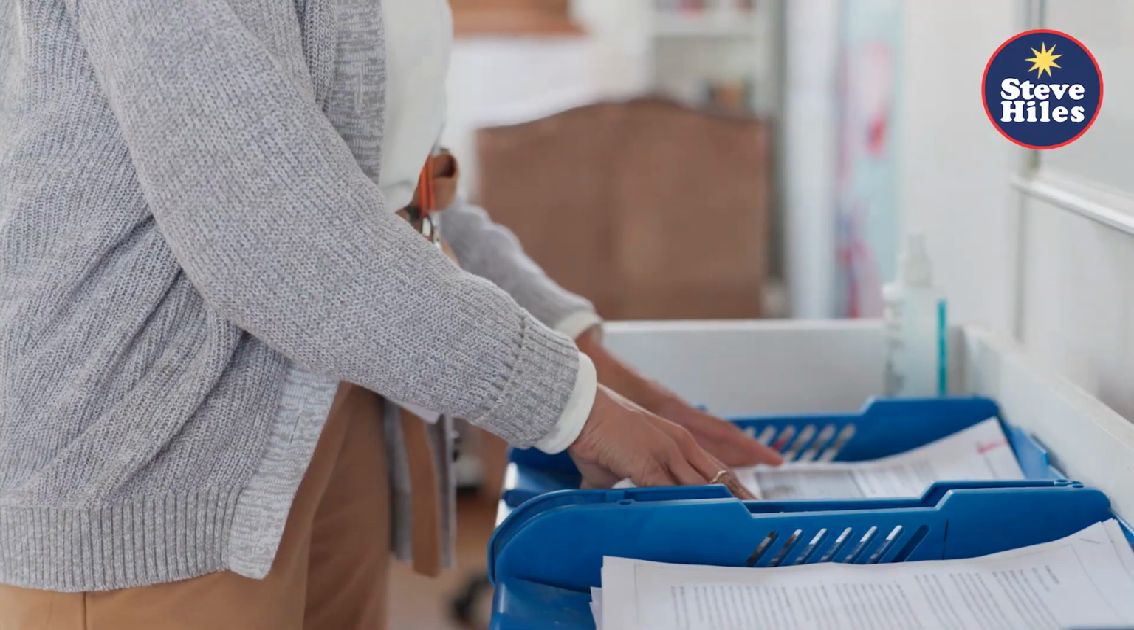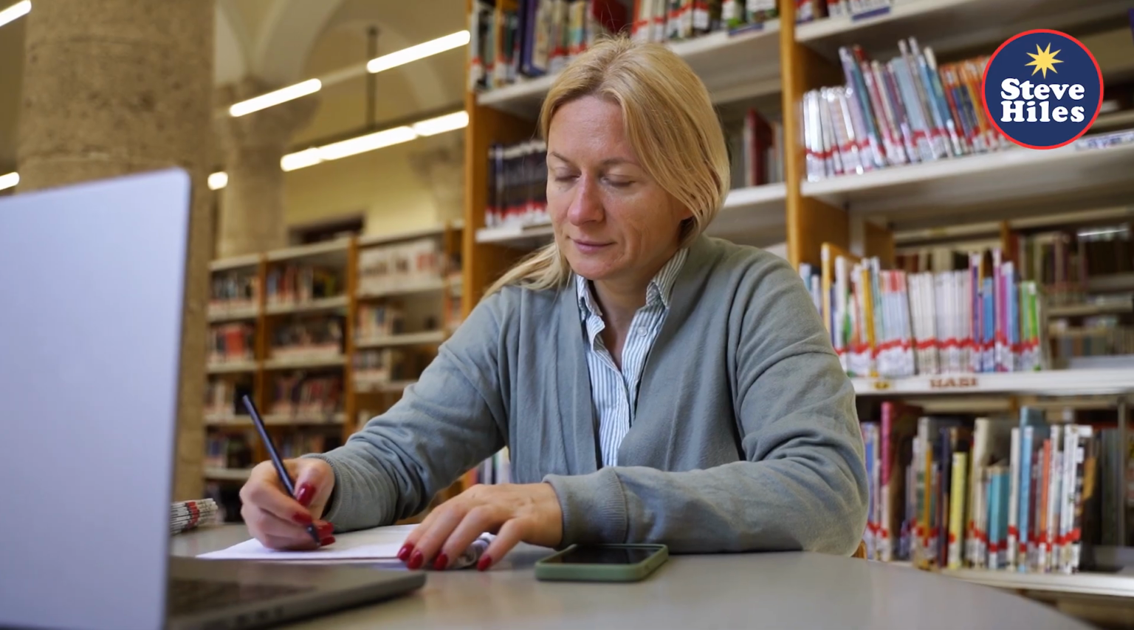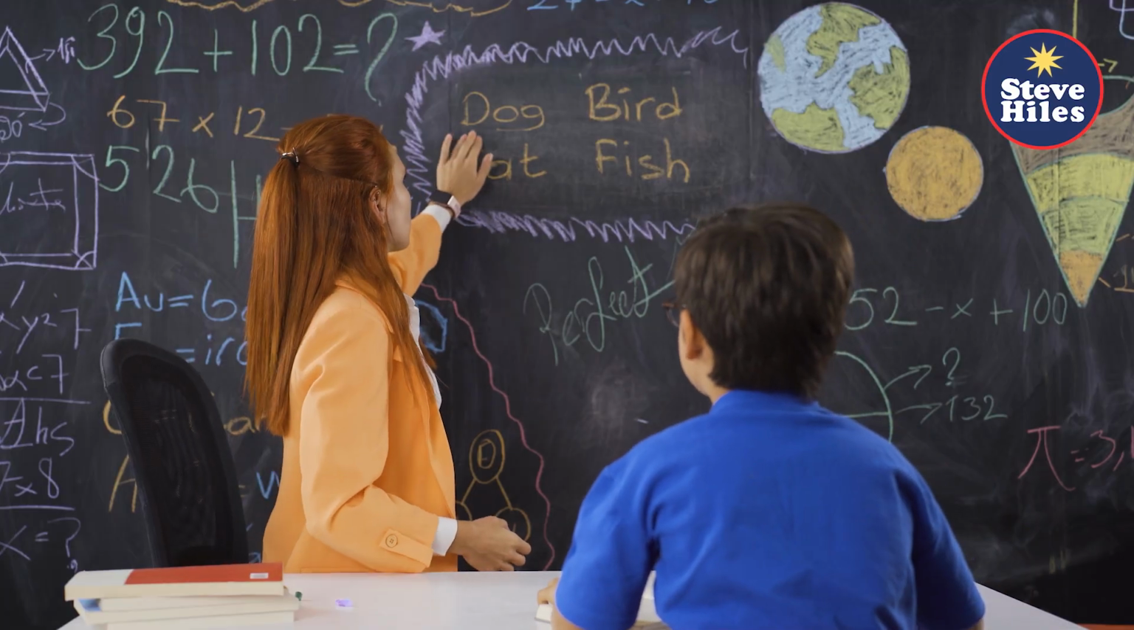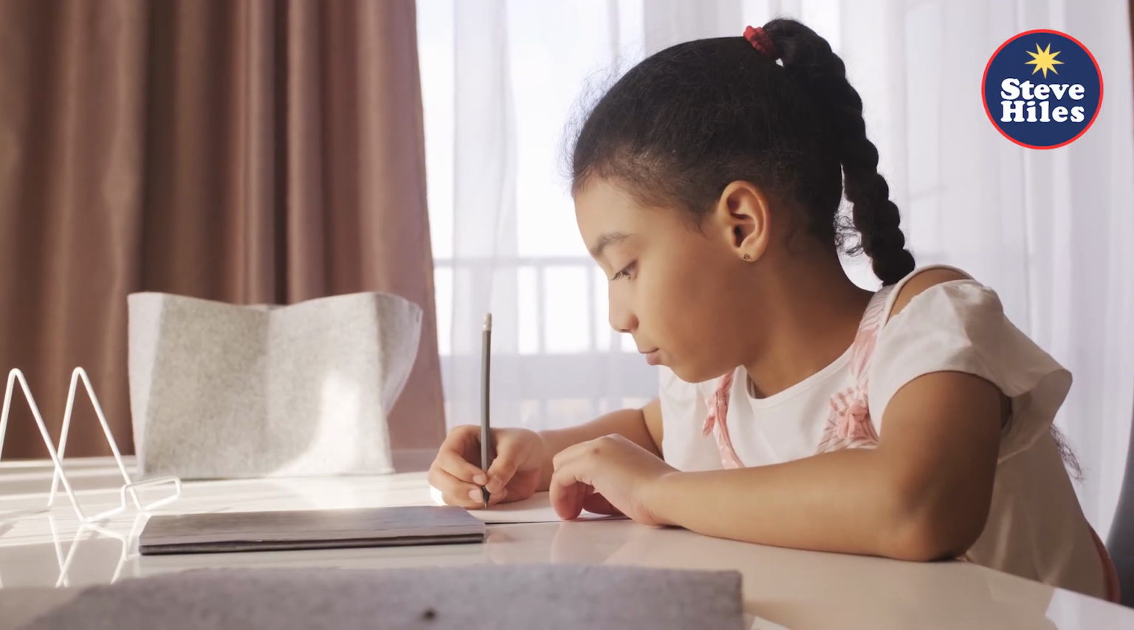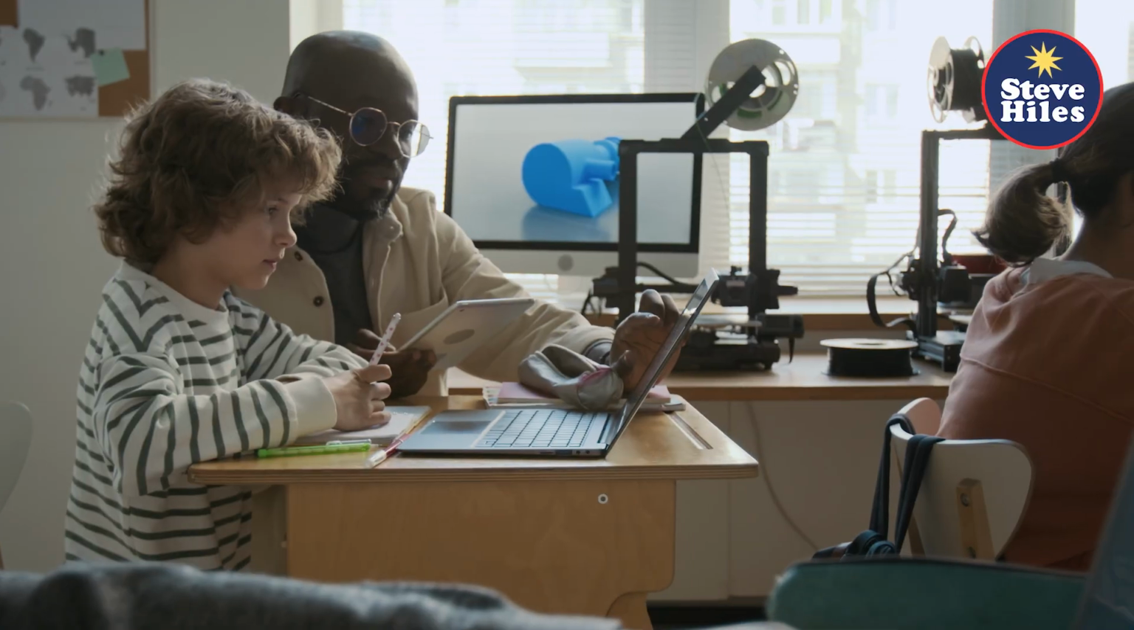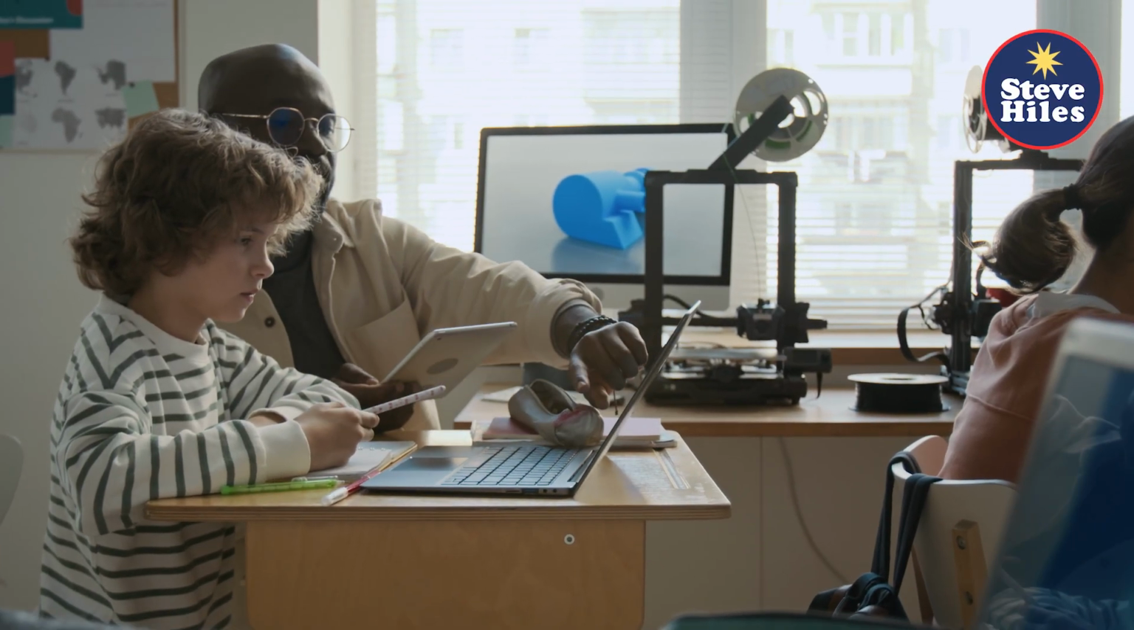Now, the first way to differentiate is by content, or what students are learning. This doesn't mean creating 30 different lesson plans, okay? Instead, it's about adjusting materials or the way students access the information. For example, let's say you're teaching a lesson on ecosystems. Some students might read an article, others might watch a video, another group might explore interactive digital simulations. The key here is offering multiple entry points to the same learning goal.